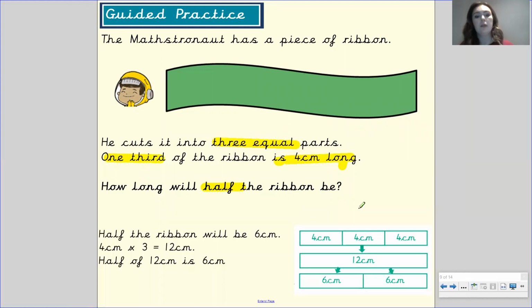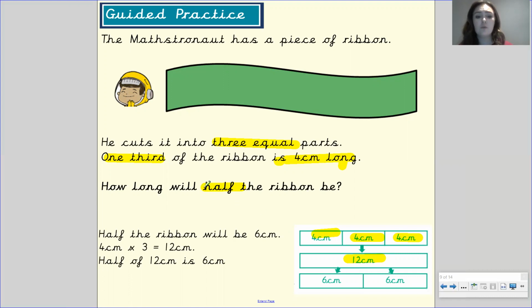Okay, so half of the ribbon is going to be 6 centimeters. Now, the way you would have worked this out is to find out the whole of the ribbon first. And if we know that 1/3 of it is 4 centimeters long, we just need to add that together 3 times. So 4 centimeters, add 4 centimeters, add 4 centimeters. That gives us the whole of 12 centimeters.